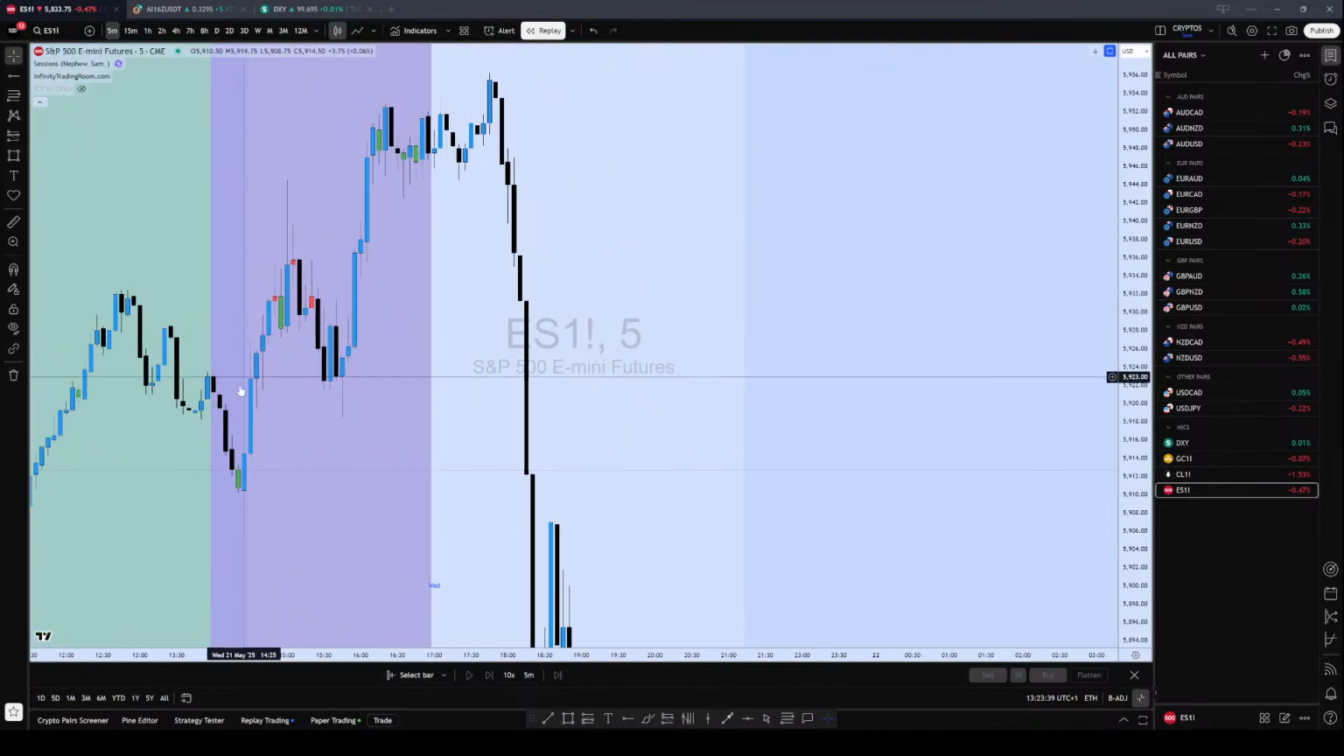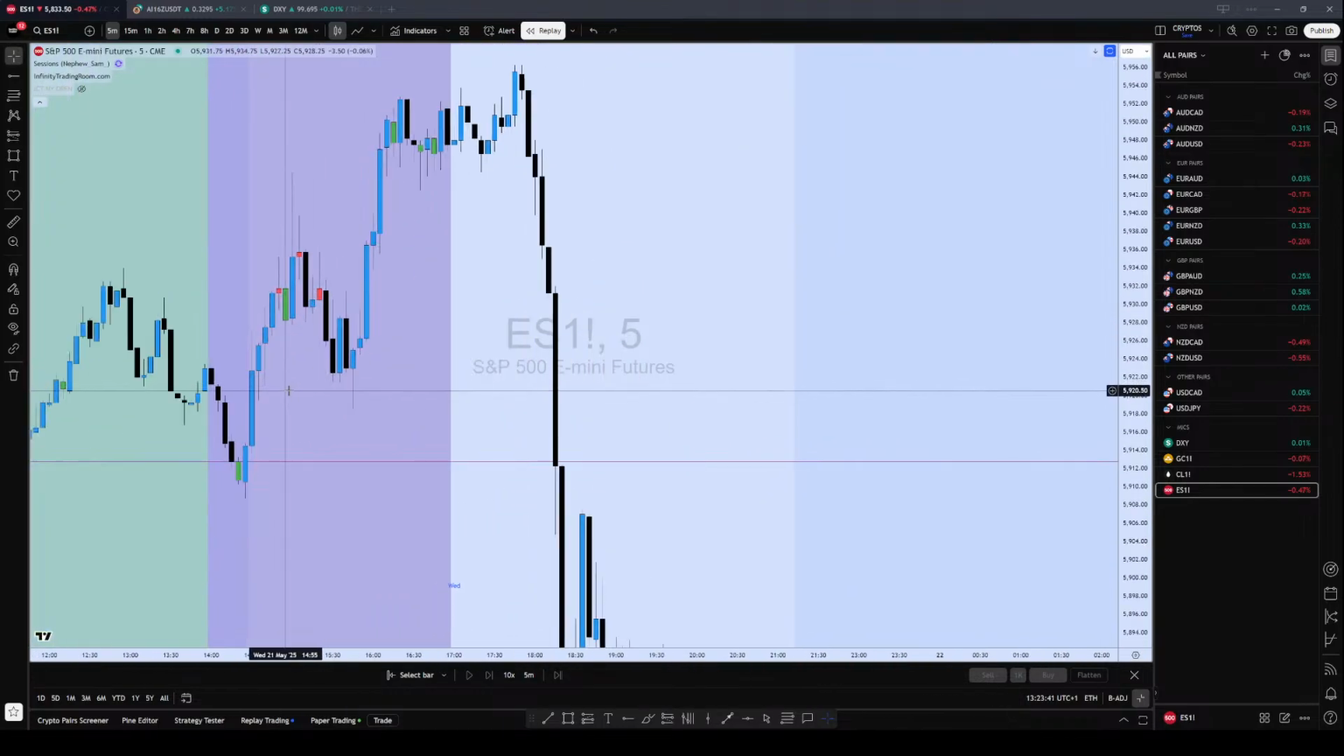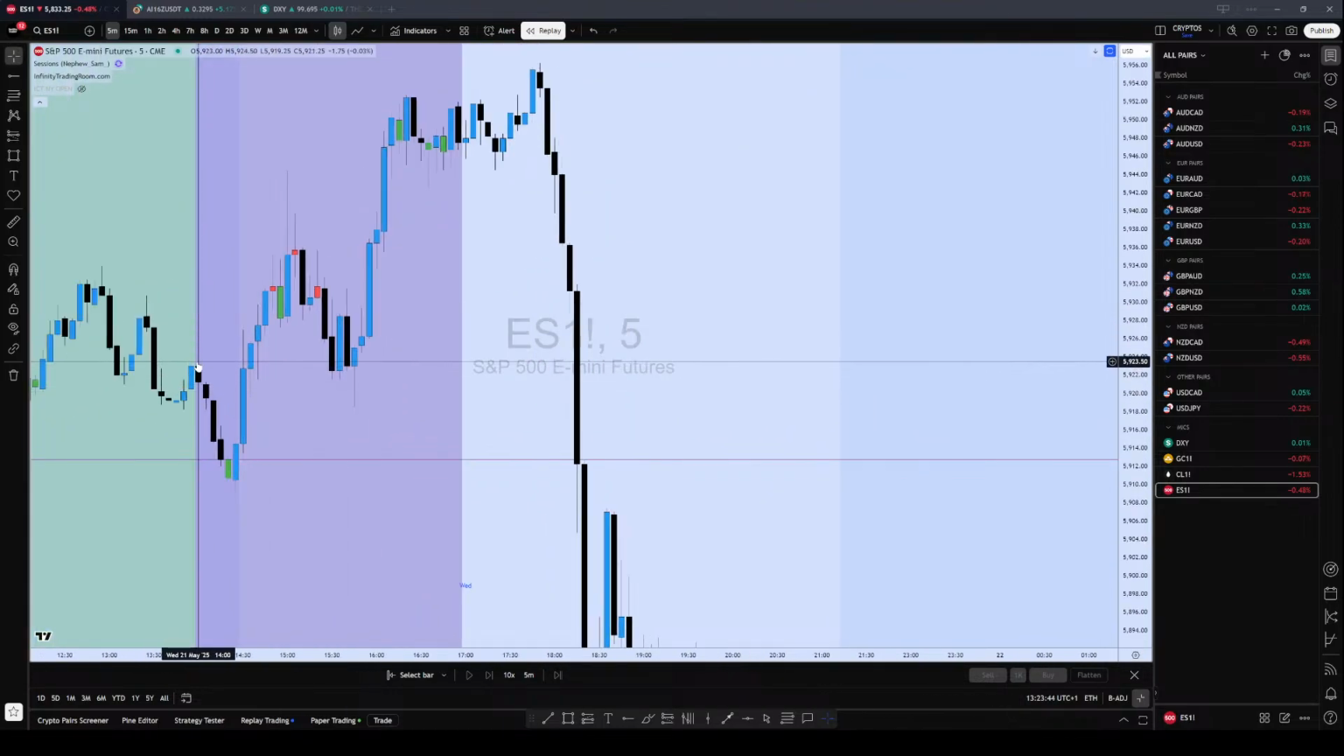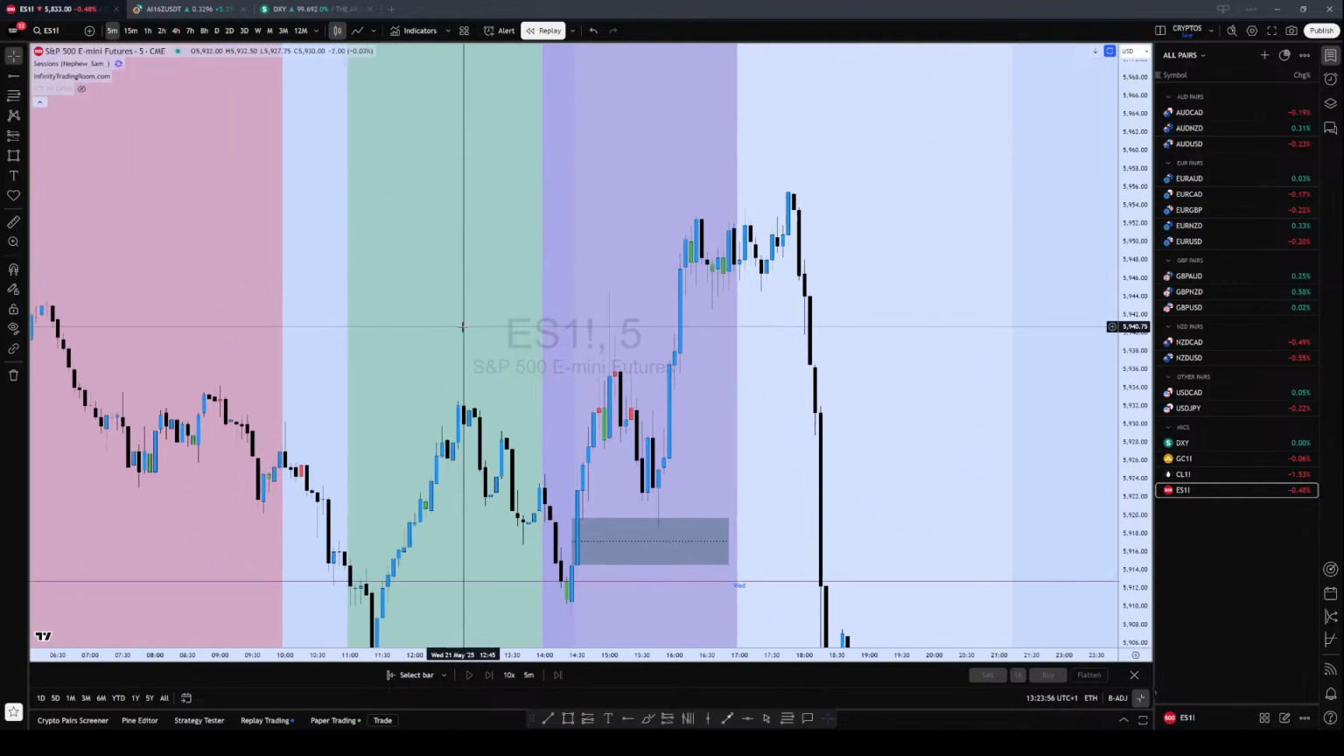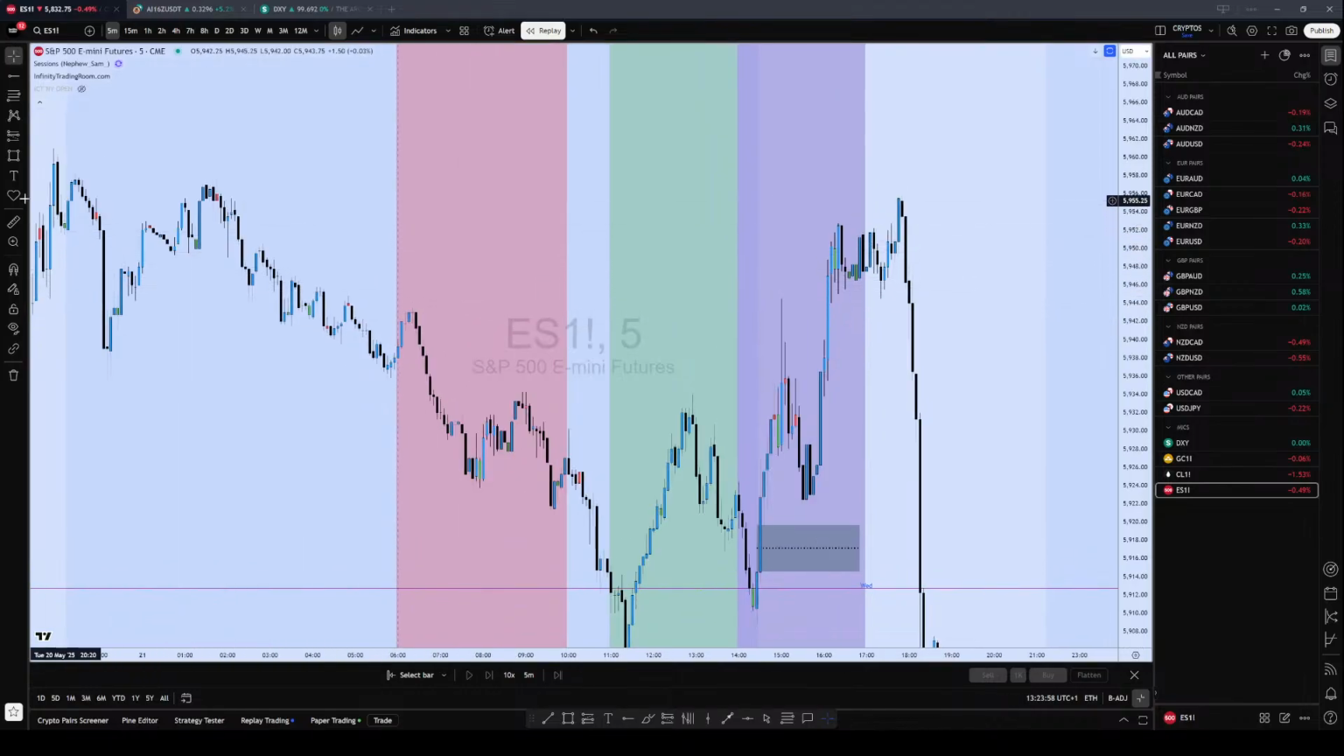So during the New York session, you can see here we had a move down, taking out this low, breaking structure, leaving a fair value gap. So I bought that, and then I targeted this equal high, I think this high. Yeah, let me activate the trade idea so you can see.